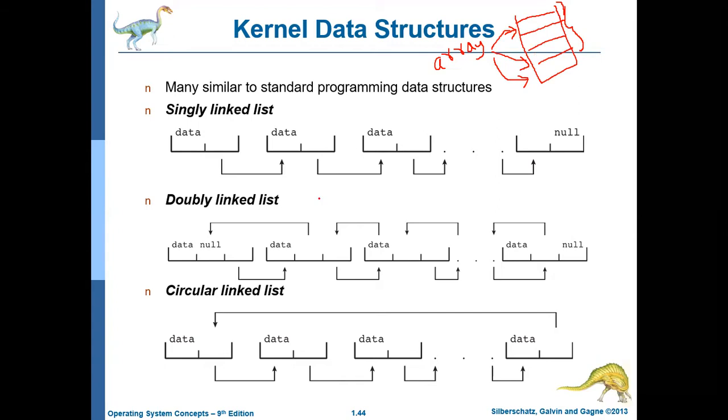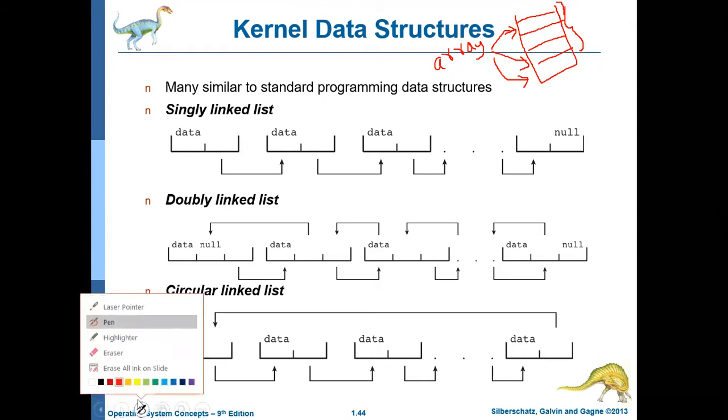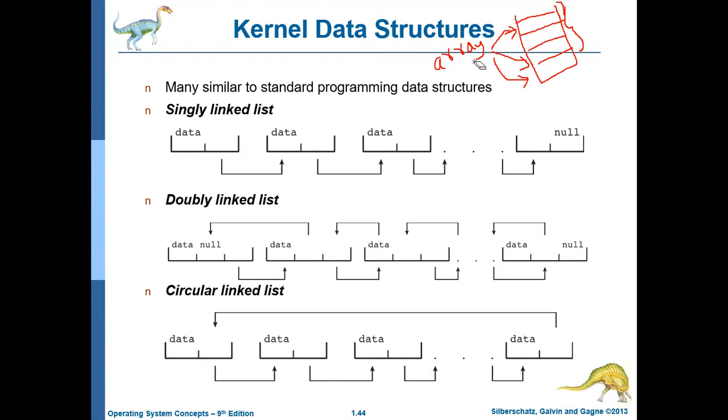What if you have data which is variable in size? That is, the data may grow in size or it may shrink in size. In that case, what should we do? We have another data structure called a list.